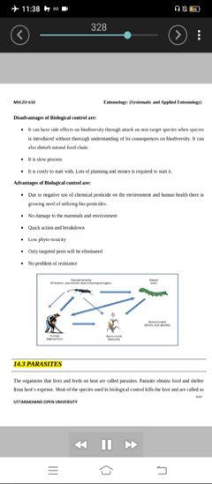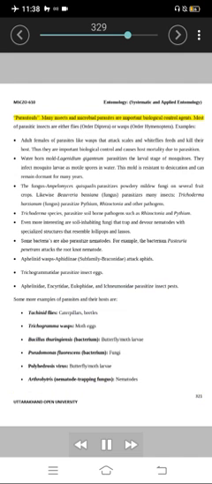14.3 Parasites. The organisms that live and feed on a host are called parasites. A parasite obtains food and shelter at the host's expense. Most of the species used in biological control kill the host and are called parasitoids. Many insects and microbial parasites are important biological control agents.